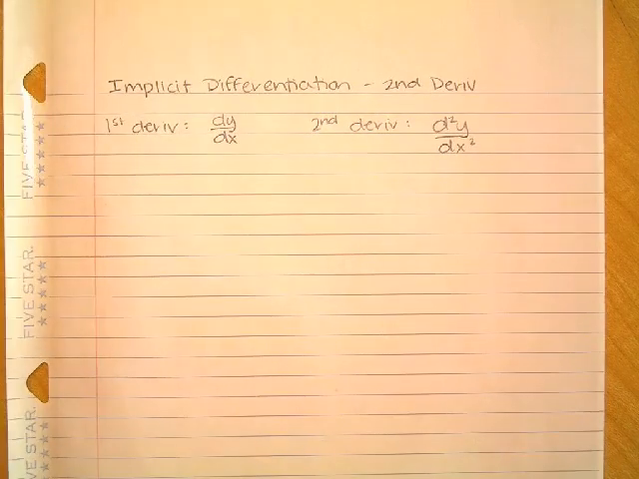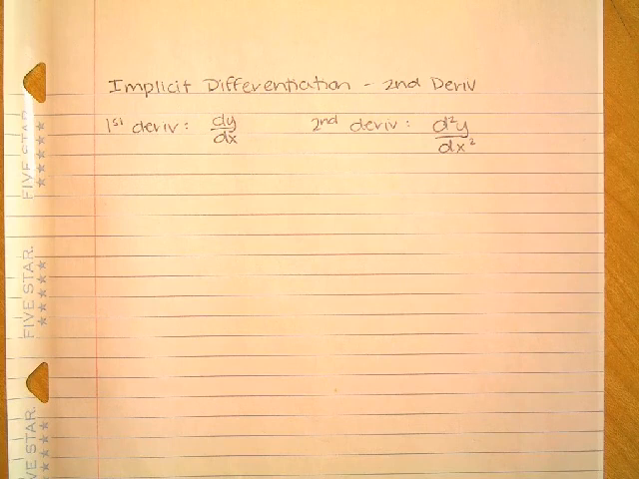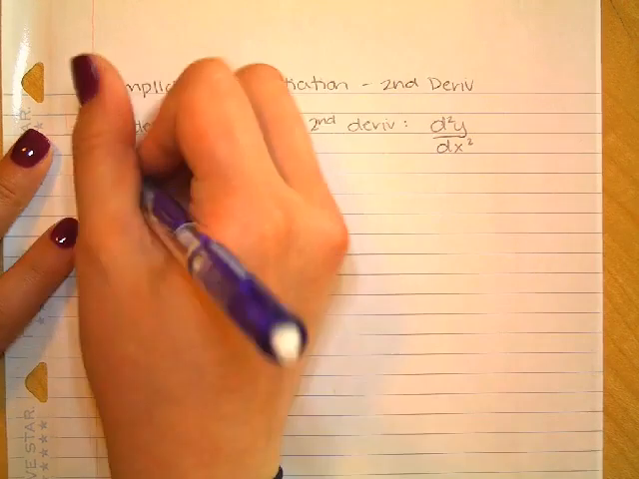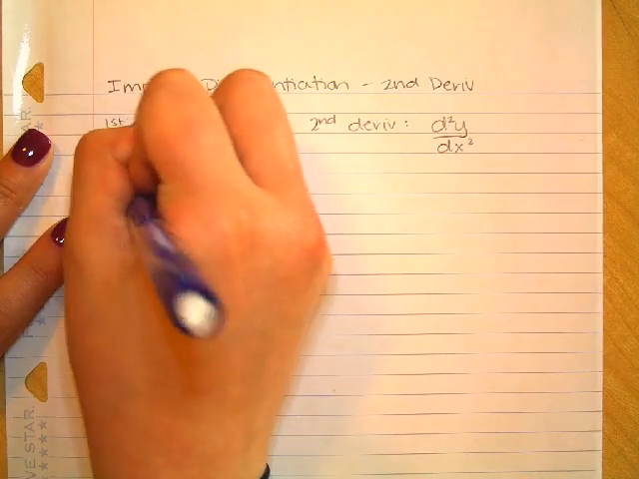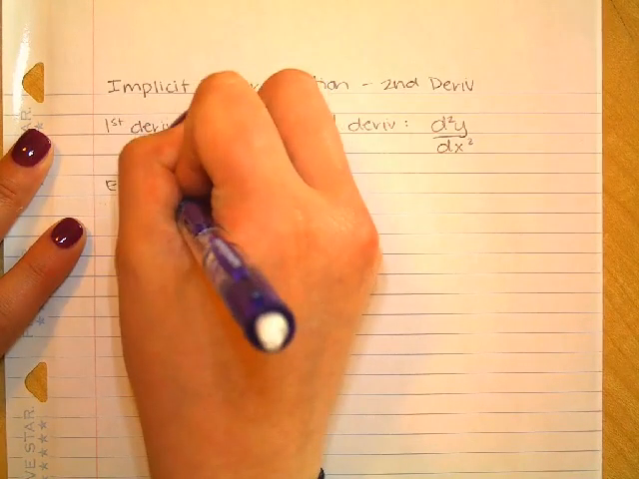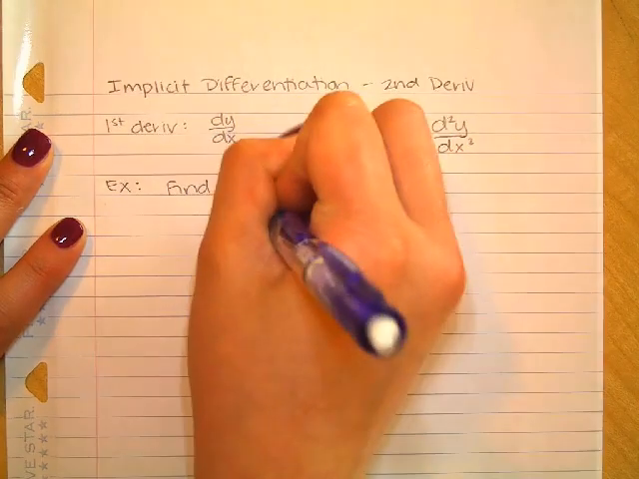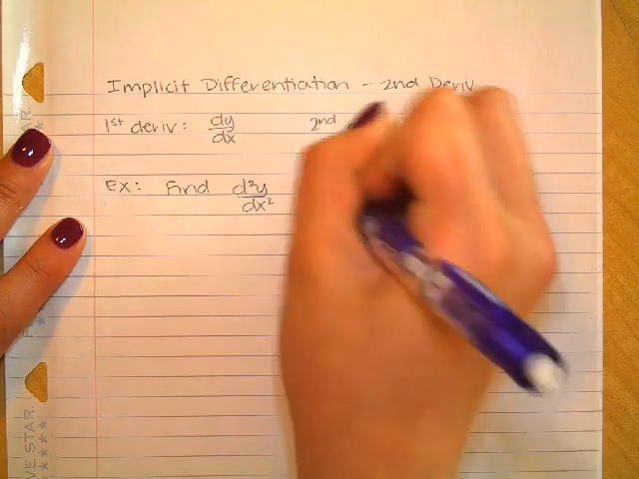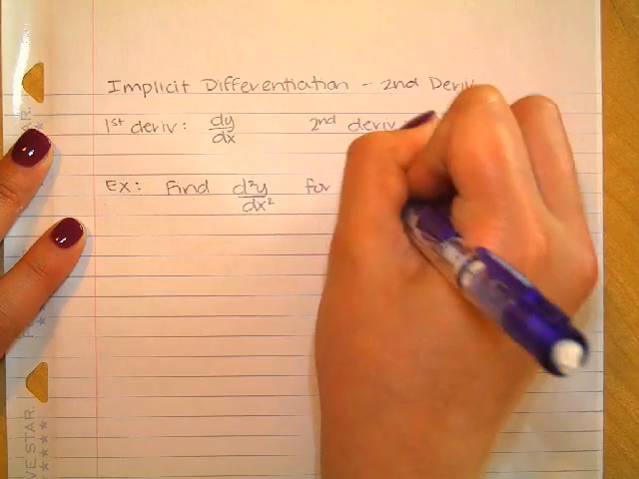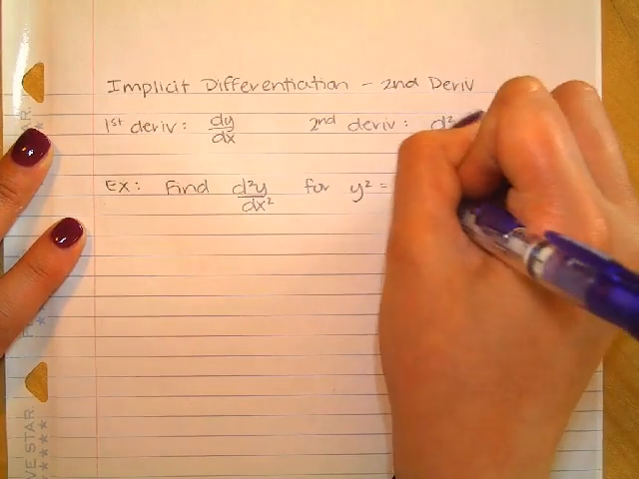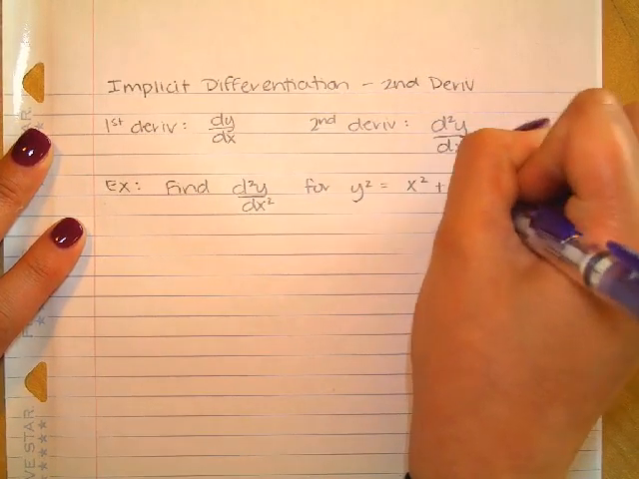And we can talk about where that notation comes from in class. I don't want to put it on the video and make the video longer. All right, so for our first example, we're going to say find d²y/dx² for y squared equals x squared plus 2x.